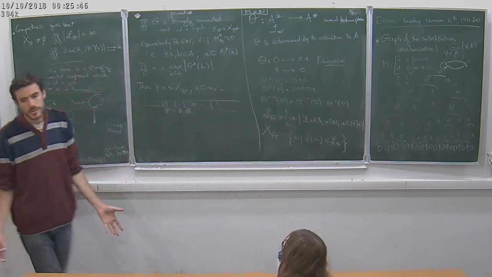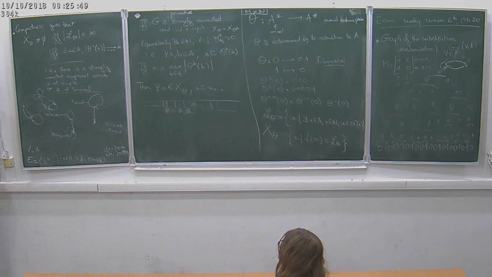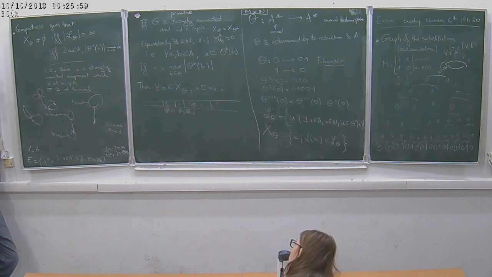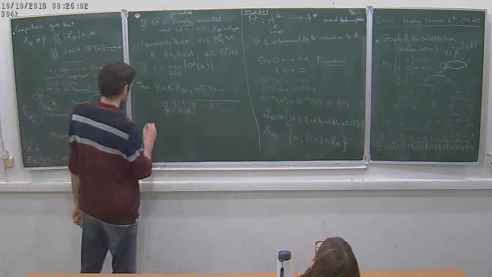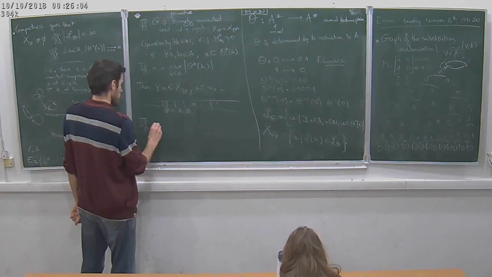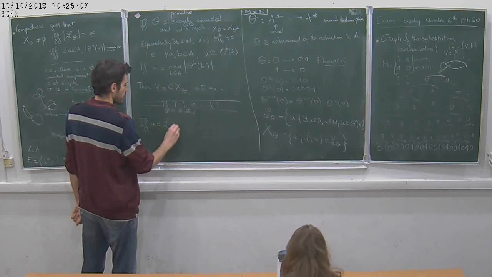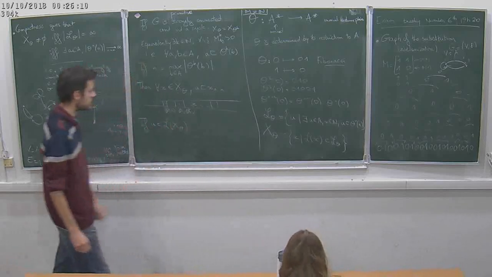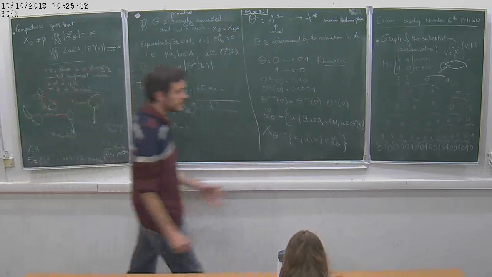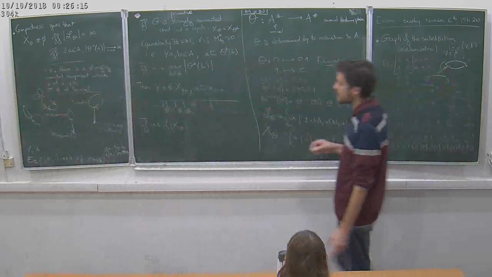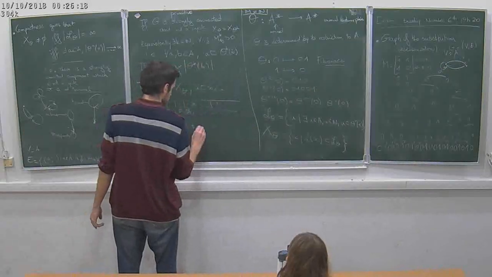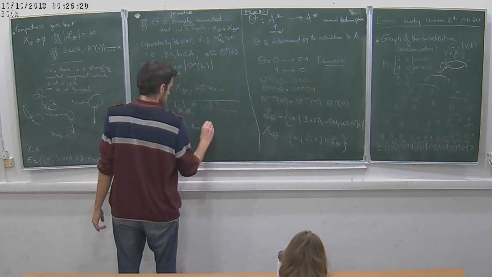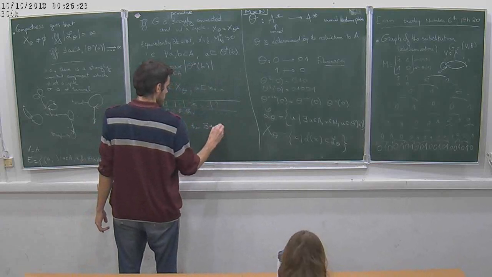And this is where the structure of substitutive subshift is very important, because when you have something for patterns of length 1, you can derive a property for longer patterns thanks to the substitution. So if U is in the language of the substitutive subshift, what does it mean? It means that U appears in some image of some letter.